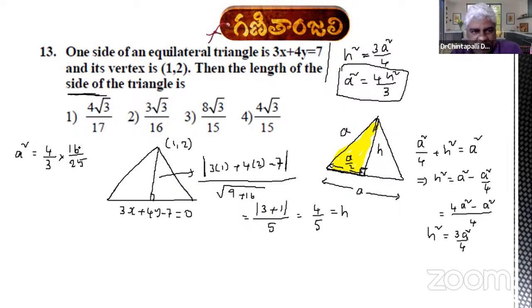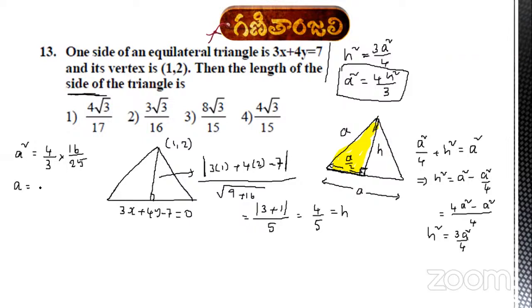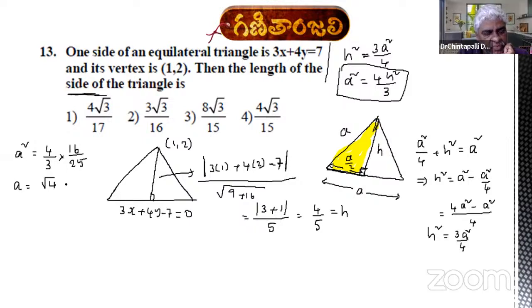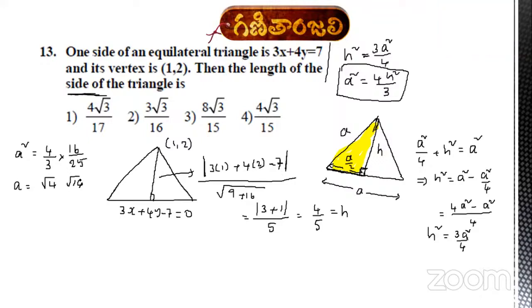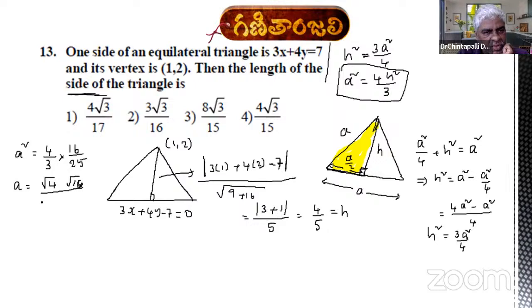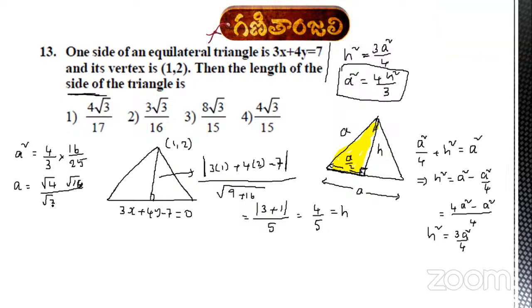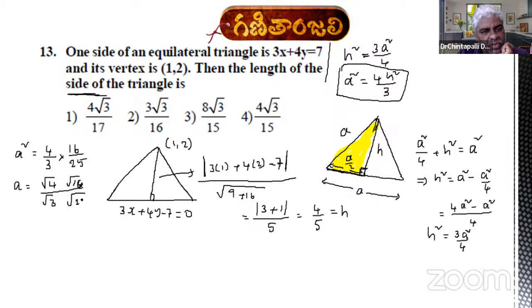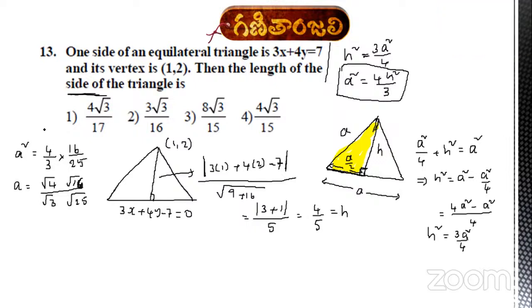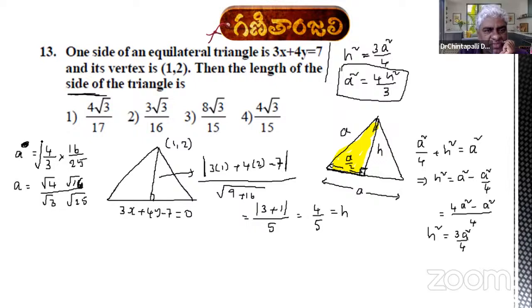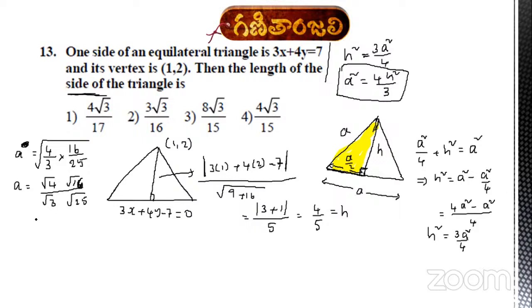Now, this is a square. Now, what is a? Square root of 4 by 3 times 16 over 25. Writing root separately: root 16 by root 3 times root 25, yes, sir. Root is written separately because some of them are perfect squares. Yes, sir. Very good, Rishi.